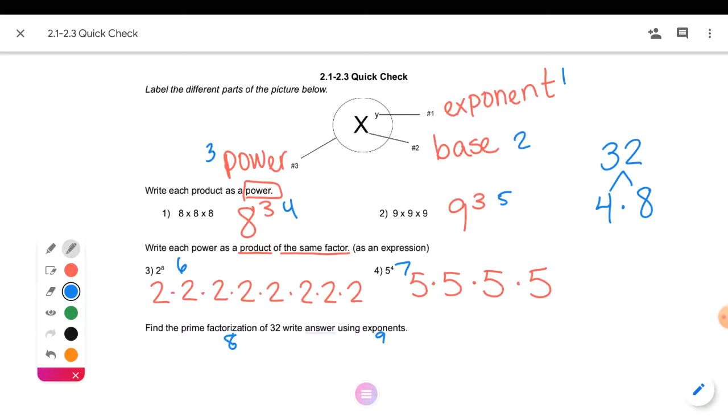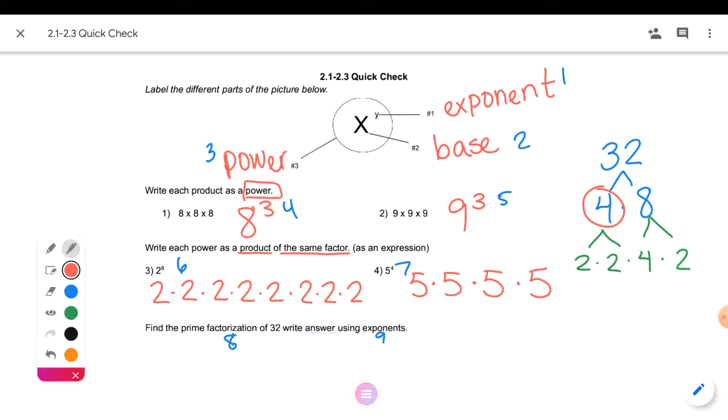Harper, break one of those down for me. 4 goes into 2 and 2. Okay, 4 can be broken down into 2 times 2. Do the other one for me, Bryce. 8 can be broken down into 4 times 2. Okay. And I had lots of people stop there. They broke down this 4, but then they left that one down there.